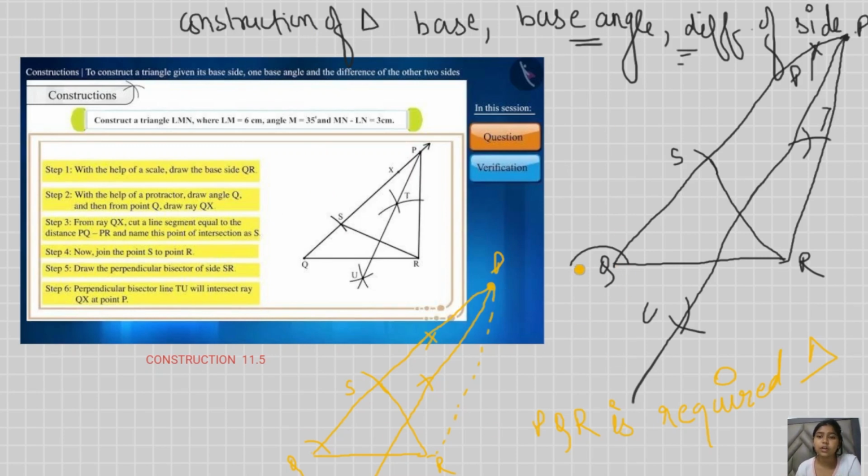And when the difference is given, the same thing is repeated. You have to form a line segment, then form the angle, then make a cut of the difference of the two sides, then join them, then make their perpendicular bisector, and wherever this perpendicular bisector meets this line, you just have to make the triangle using this. And this is the construction of the triangle.